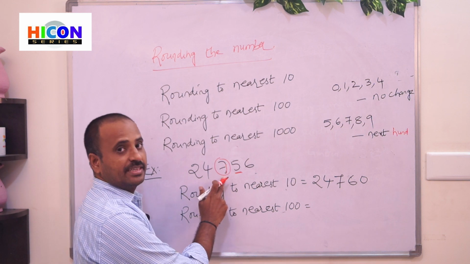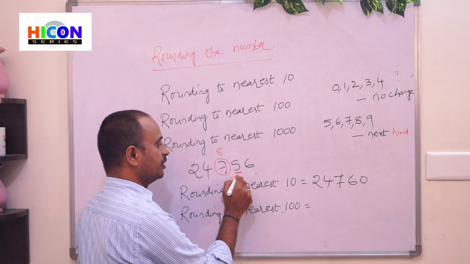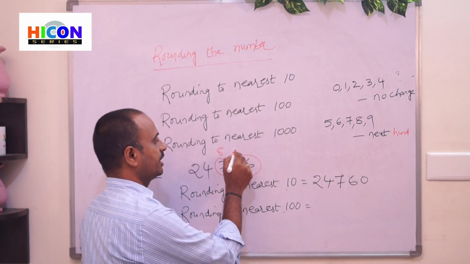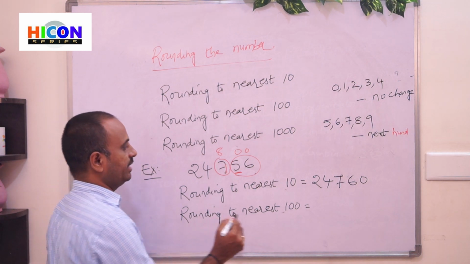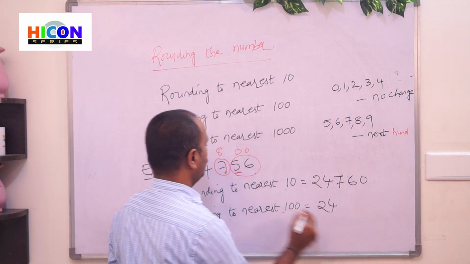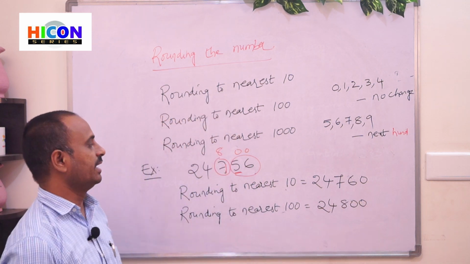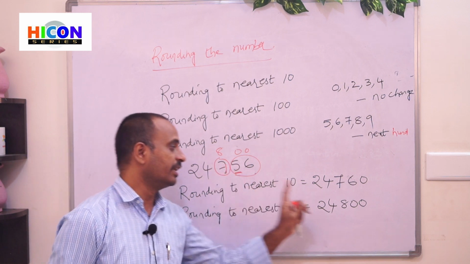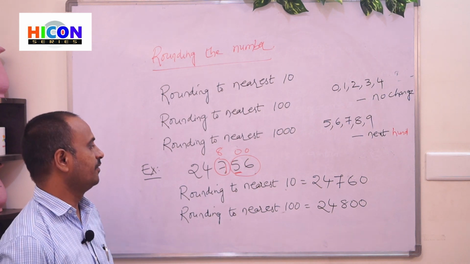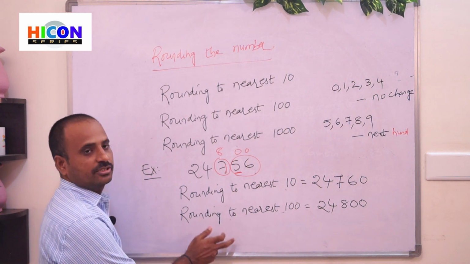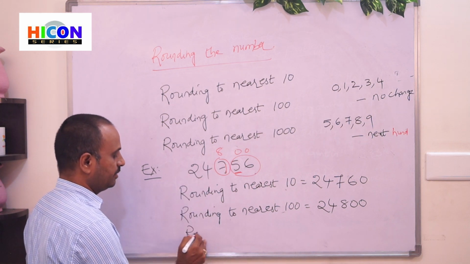Here the hundreds place is 7 and its next hundred becomes 8, and keep zeros for the remaining digits. So rounding the number to nearest 100 becomes 24,800. If you round the given number to the hundreds place, we will get 2 zeros at its last. Children, this is the way to round the given number to nearest 100. Let us see how to round this number to nearest 1000.